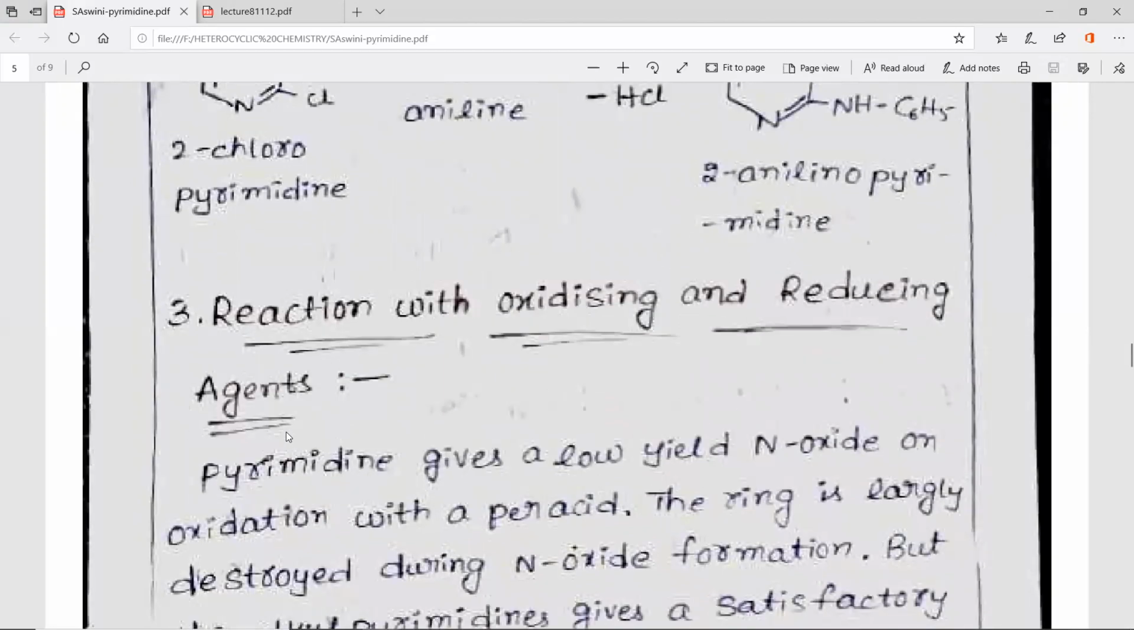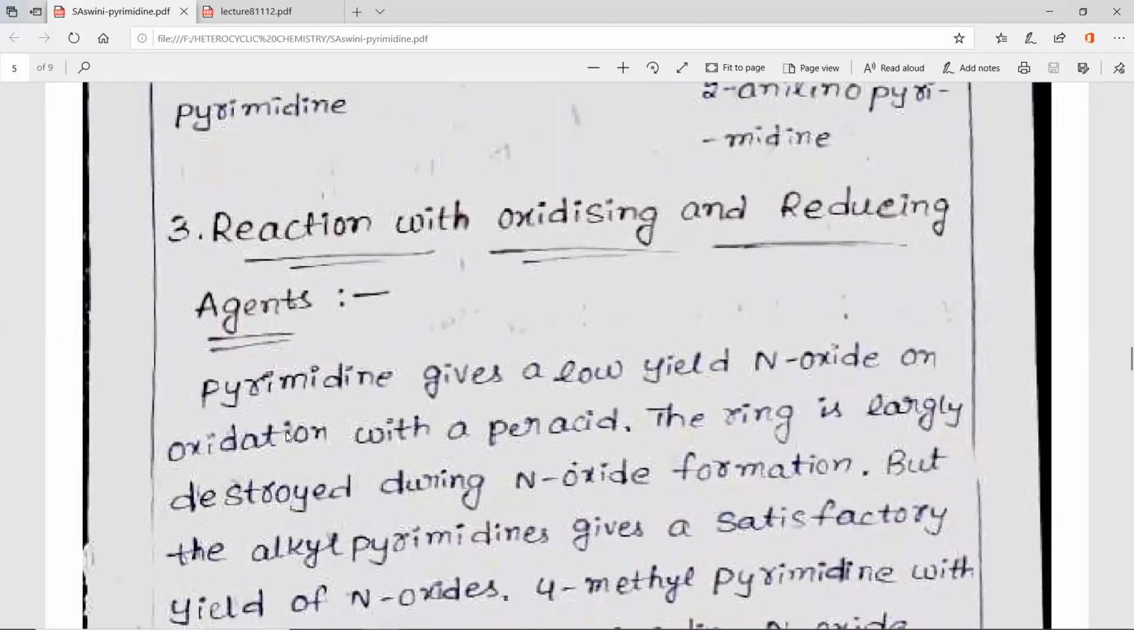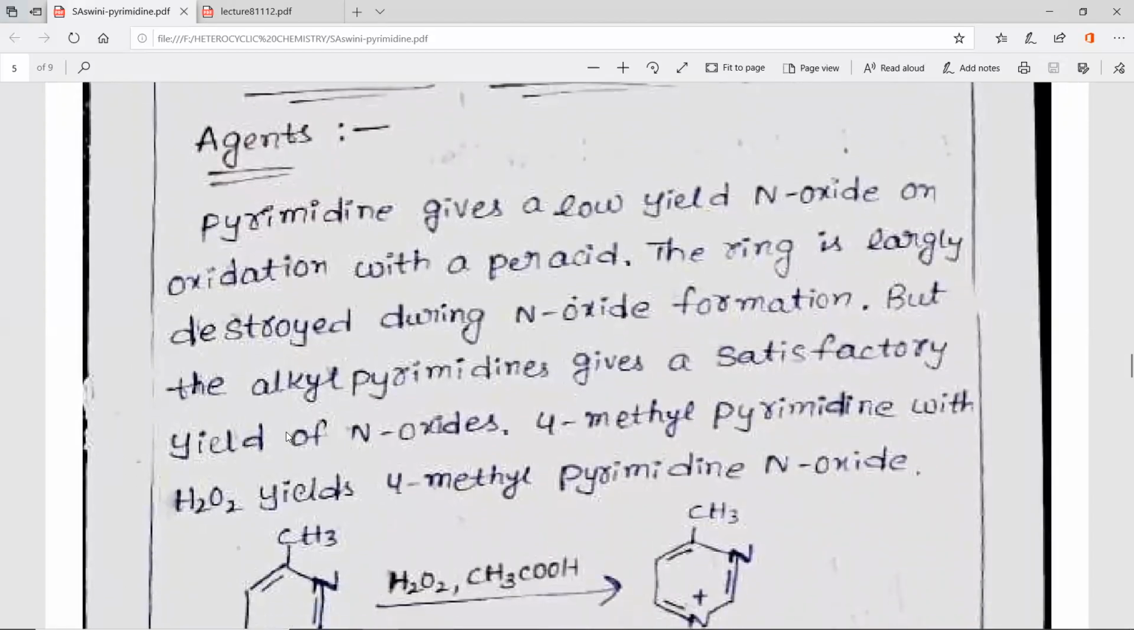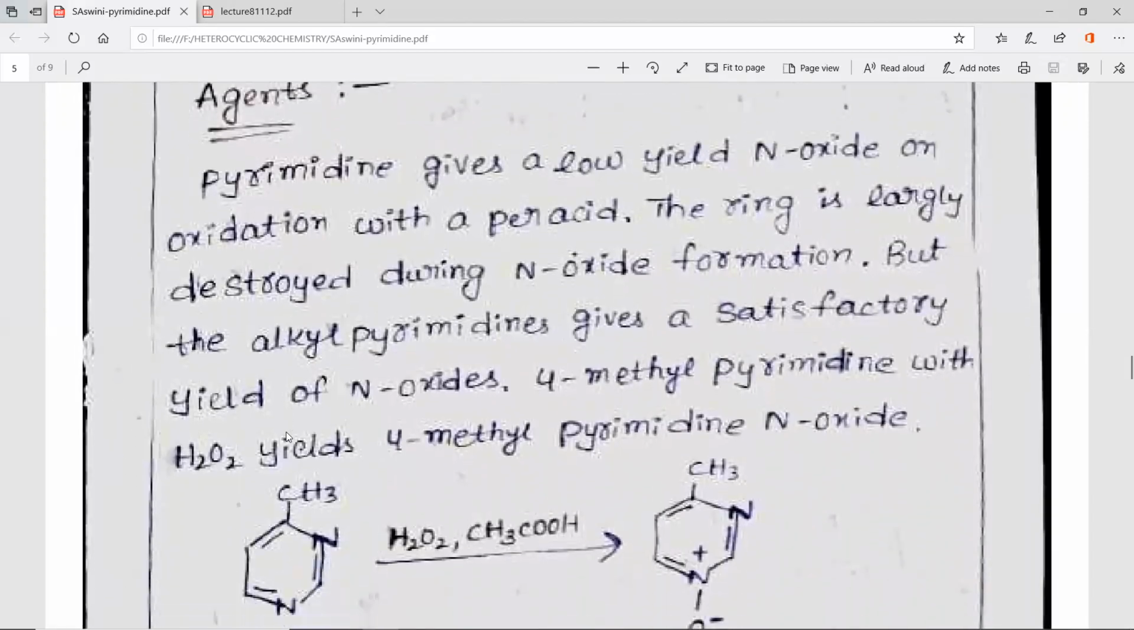Reaction with oxidizing and reducing agents. So pyrimidine, if it is unsubstituted, gives a low yield of an N-oxide on oxidation with peracid. So when pyrimidine is treated with peracids, it forms an N-oxide, but it is not stable. So the ring is largely destroyed during N-oxide formation. That is, the pyrimidine ring will be destroyed during the formation of the N-oxide.